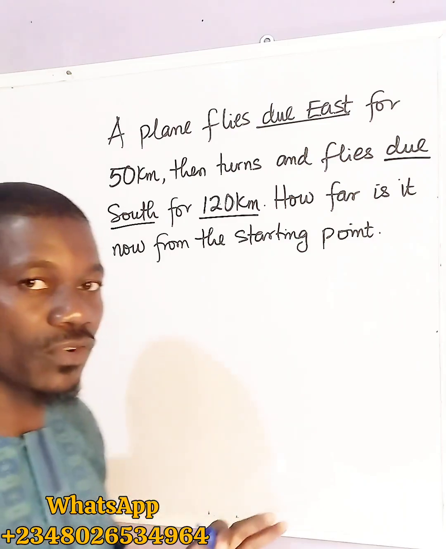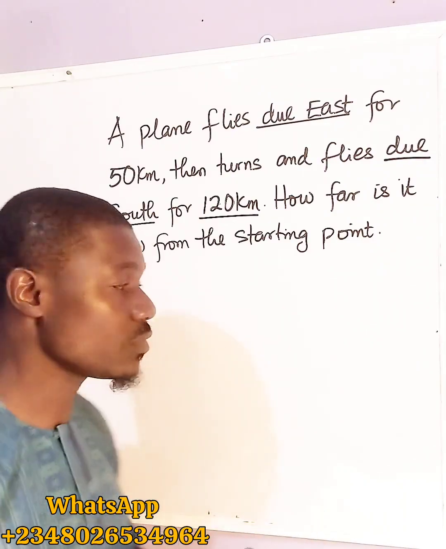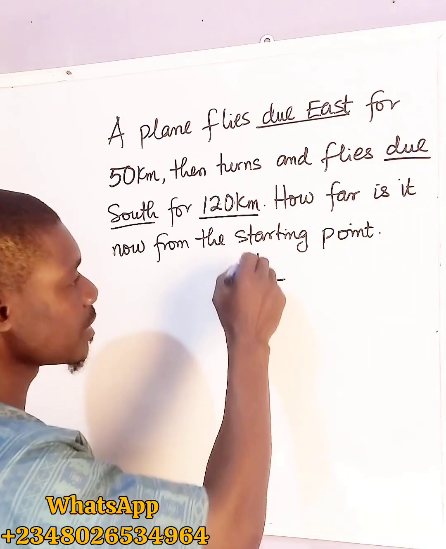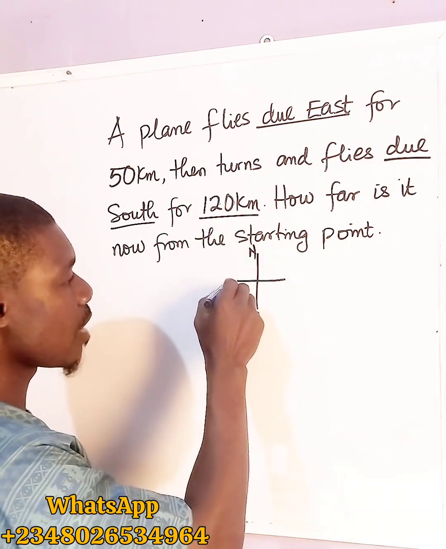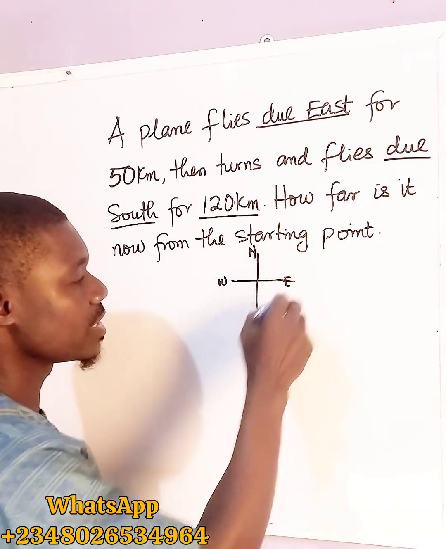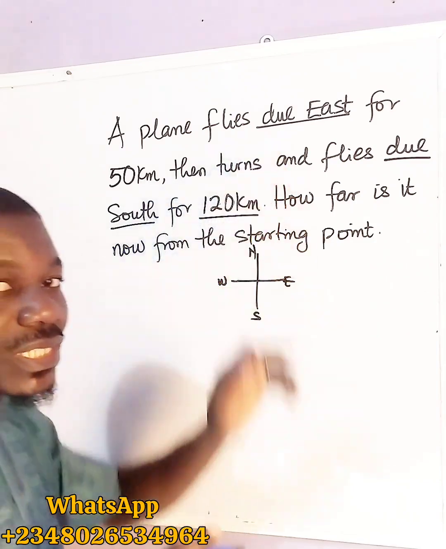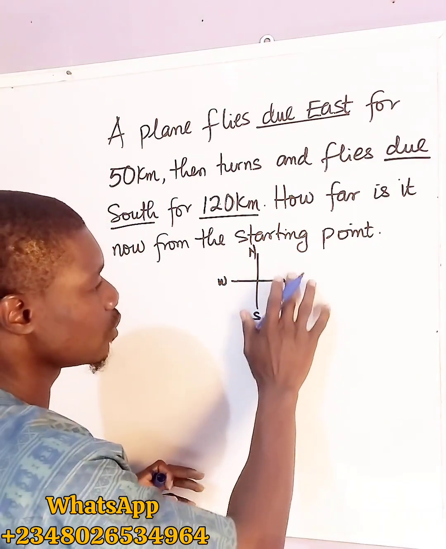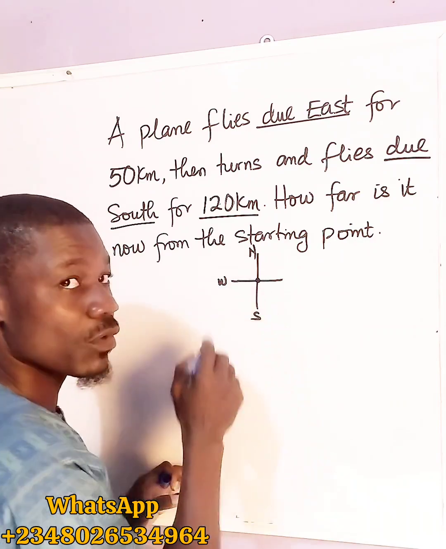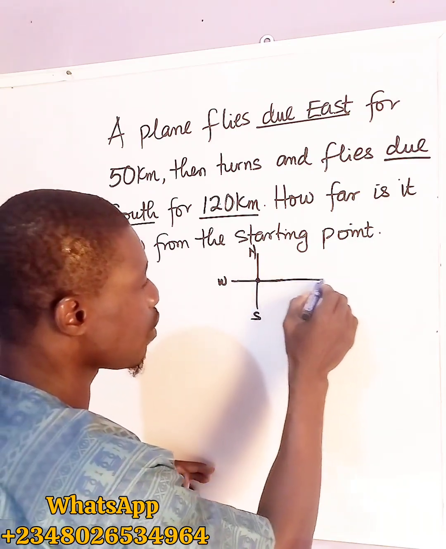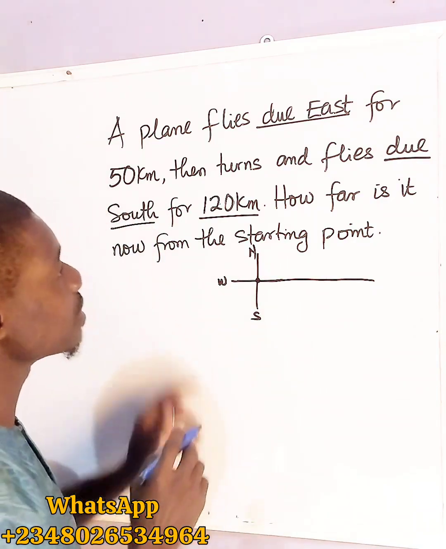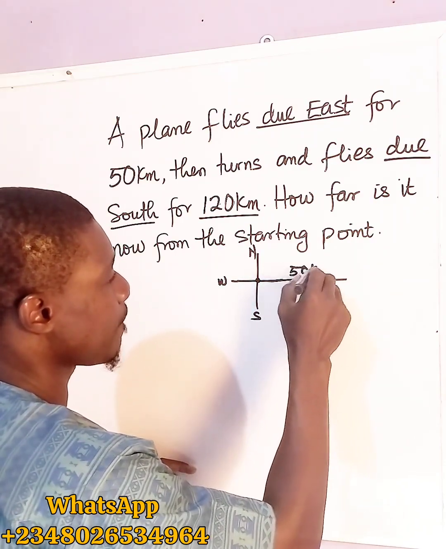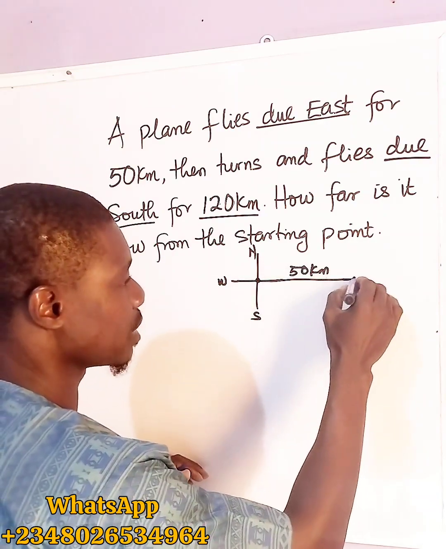Now let us start. First of all, in terms of bearing, always draw your cardinal points. Okay, now this is our north, this is our south, our west, and our east. Now the question says due east. Due east means he traveled straight eastward. So the plane started here because it's the starting point and travels eastward, due east, for 50 kilometers. So at this point, let us assume here.